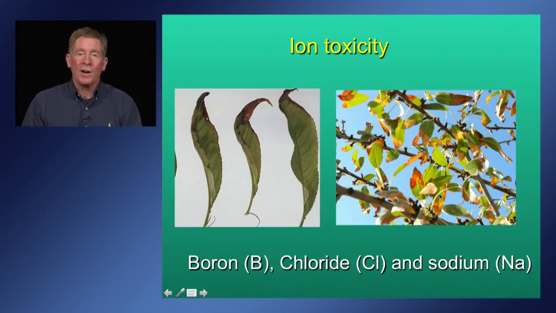Now it's important to talk about ion toxicity. Ion toxicity in tree crop production is very, very important. There are three different types of constituents that are particularly problematic for ion toxicity. One is boron, and the other is chloride, and the other is sodium. Now these are the salt ions that tend to be most problematic.